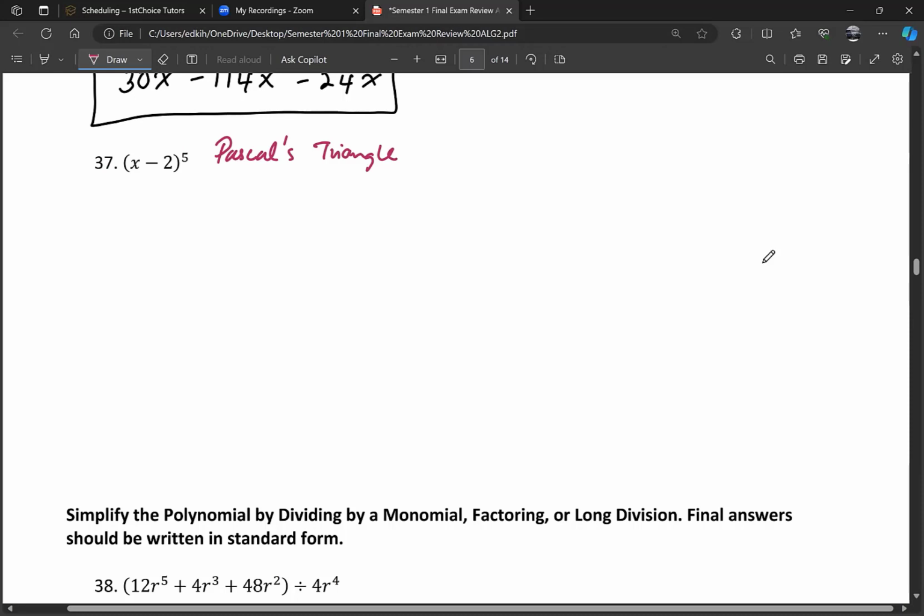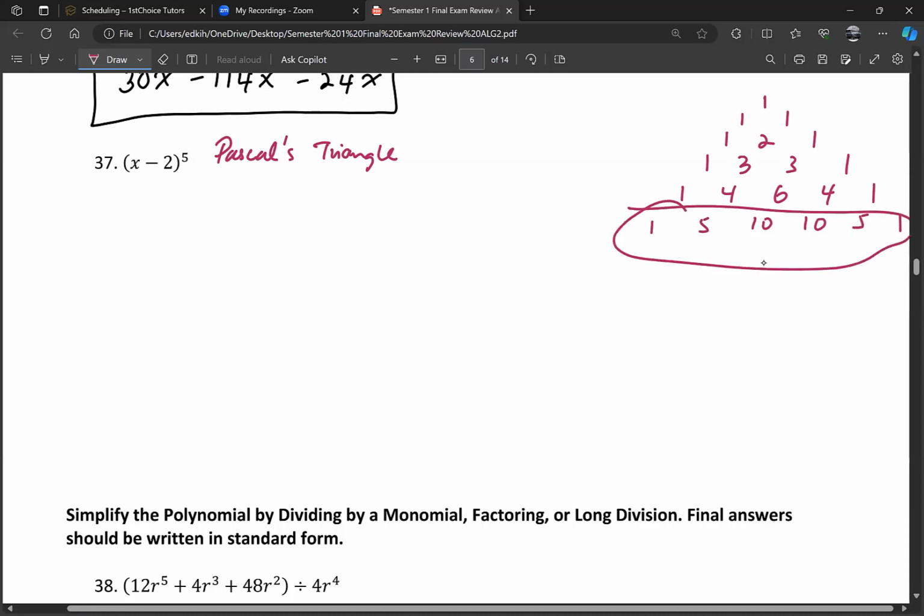Remember, it starts with 1, 1, 1, 1, 2, 1, 1, 3, 3, 1, 1, 4, 6, 4, 1, 1, 5, 10, 10, 5, 1. I'm stopping at this row because our degree is 5. So we need that last row. That last row, remember, gives our coefficients. So we write them down, but we space them out. So I'm going to start with 1, 5, 10, 10, 5, and 1.